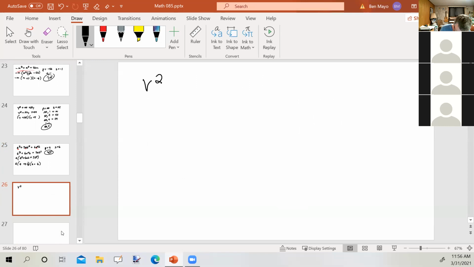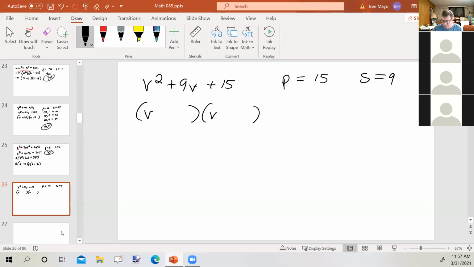V squared plus 9V plus 15. So here we have a trinomial. It's in standard form, descending powers of V. There's no greatest common factor. It has a leading coefficient of a 1. So we're going to break it apart with a V and a V. And the product is positive 15. And the sum is positive 9. So now we're looking for two numbers whose product is 15 and whose sum is 9.